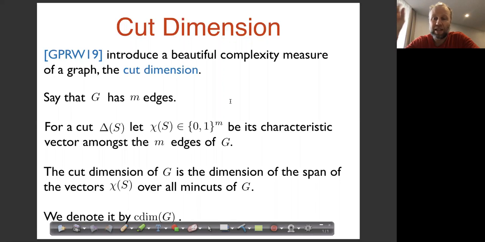So now just take all the minimum cuts of G, and I'll call these vectors cut vectors. Take all the minimum cuts of G, look at their cut vectors, and look at the dimension of the span of those vectors. That is the cut dimension of G. And we're going to call it CDIM of G.